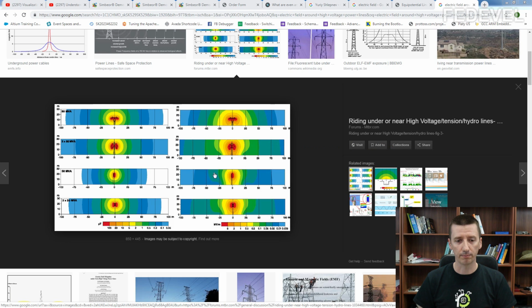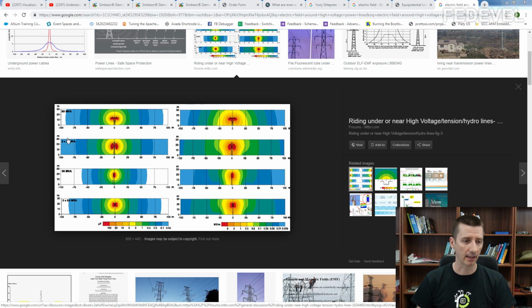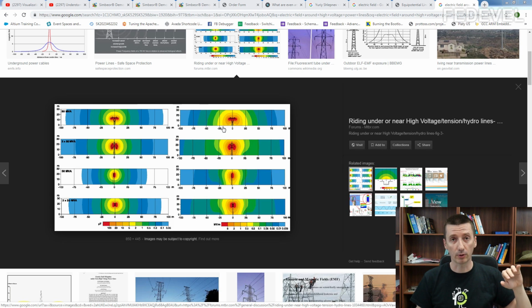Here are some pictures with the electric field around the power lines. So when you have very high voltage transferred through these power lines, here are different power lines, then you can see that even at some distance from the power lines, you can measure some voltage. Down here is a graph which shows you the voltage, and you can see, for example, even when you are like 25 meters from the power line, there still can be like 100 volts. Okay.